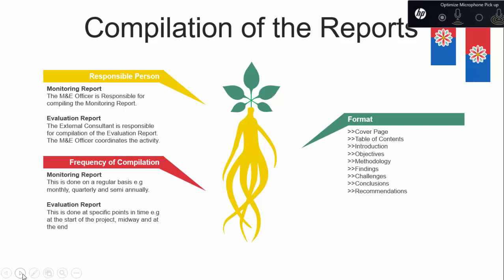Now let me break it down for you. Let's say you have an organization structure where you have the M&E officer, then the manager and director. It's still the M&E officer that does the monitoring report, but the manager and director will do the actual review and approval of that report. Then it will be forwarded to senior management. Now, the evaluation report, like I earlier mentioned, is purely the responsibility of the external person.